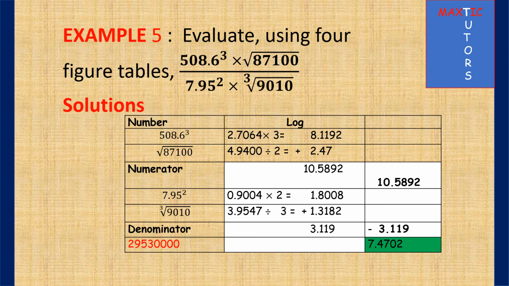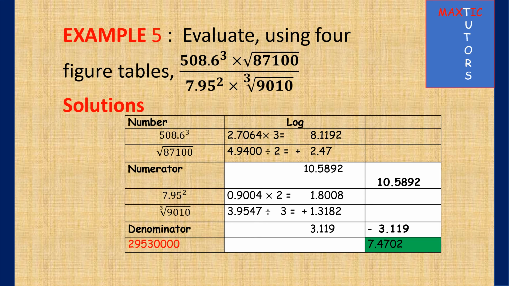On the last slide now, you have 508.6 raised to power 3 times the square root of this number, everything divided by 7.95 raised to power 2 times the cube root of 9010. So you have some numbers on the numerator. These numbers on the numerator will be placed here. Then the numbers on the denominator will be placed here. Then you find the log of 50 under a difference 6. Then multiply by 3 because it's raised to power 3 to give you this.